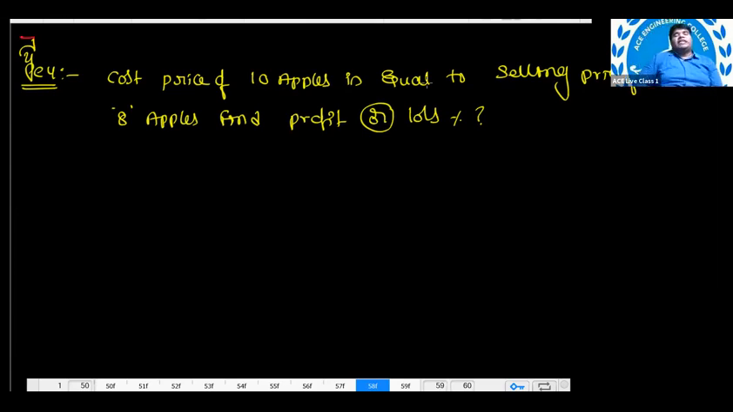Cost price of the 10 apples is equal to the selling price of the 8 apples only. Then find the profit or loss percentage. Anyone try?